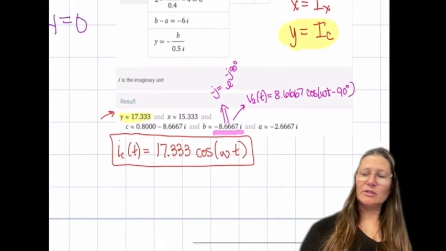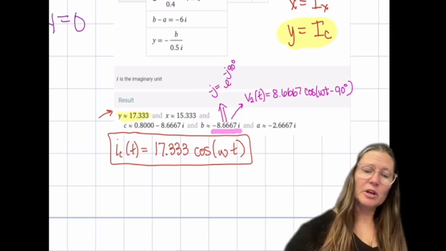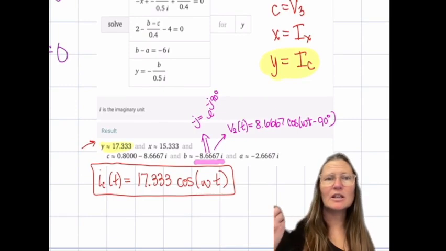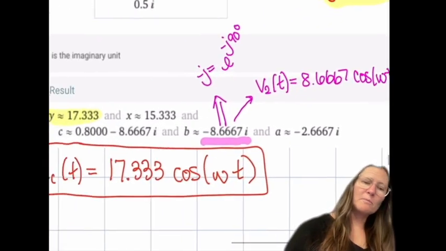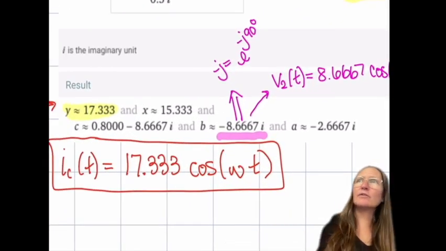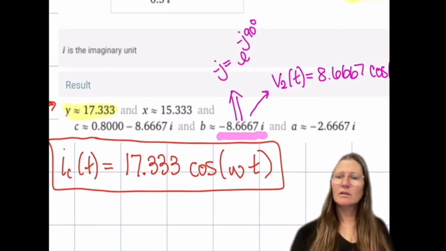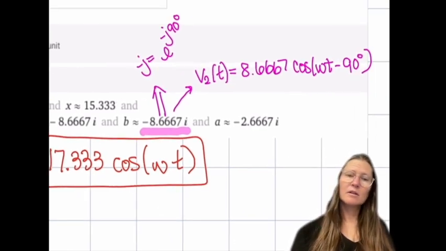All right, questions on this? For C, which is V3, so if I was to write V3 of t, I need to first convert that into full polar form, and then I could transform it into the time domain. Yeah. So why is negative 8.6667 negative J equals e to the negative J? Like, how does that turn into that?